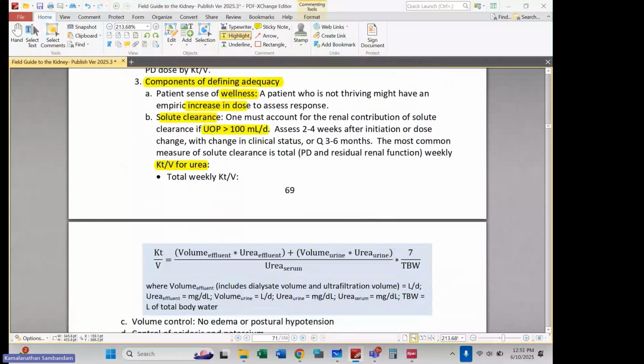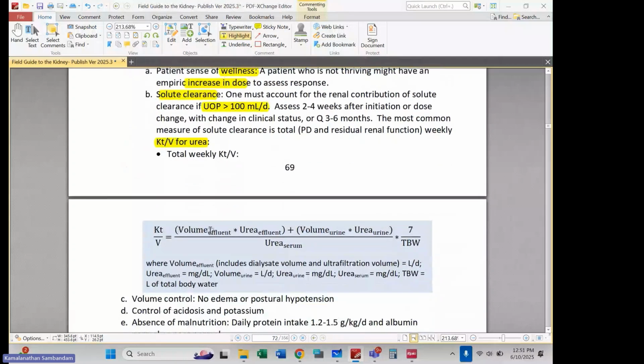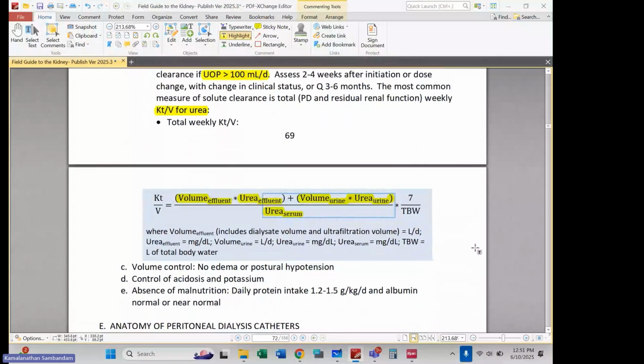Okay, and a formula for calculating Kt/V is provided here. You can see that I need the effluent volume, the urea concentration in that effluent, the urine volume, as well as the urine urea concentration. Those are in your numerator. The denominator has my plasma urea concentration. And then you can see where the V comes from, total body water. And then the 7 is translating these daily volumes into a weekly Kt/V. So multiply times 7.